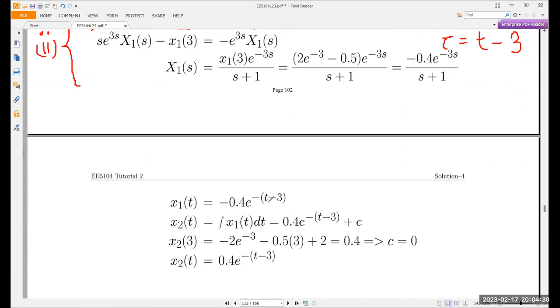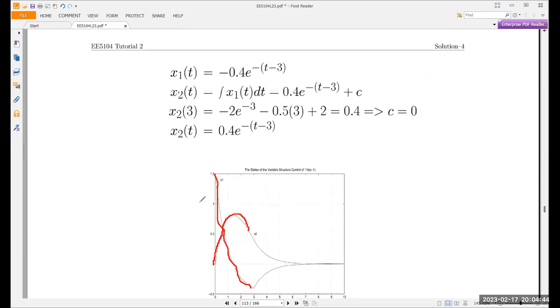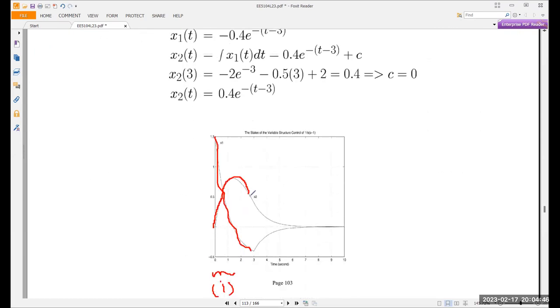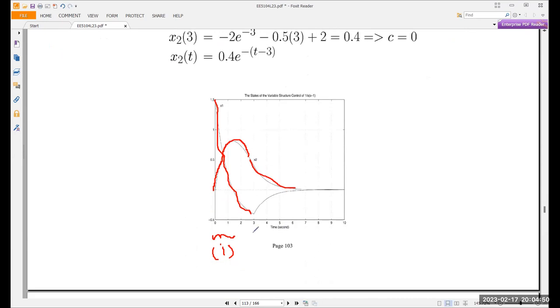Then x1, since I use the old clock, so it should be 3, 4, 5, 6, 7. So if t equal to 3, what is x1? T equal to 4, what is x1? T equal to 5, what is x1? Go and draw, you will get this. All right, so this one onwards.